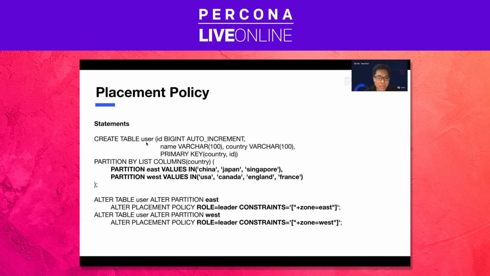First, you create a table named user. The table contains information for each user. Then you partition the table by the country of each user. So the users from East countries are partitioned into East, and the users from West countries are partitioned into West. Then you can define the placement policy of both partitions. Here, you define the leader of partition East to stay in the zone East, and the leader of partition West in the zone West.